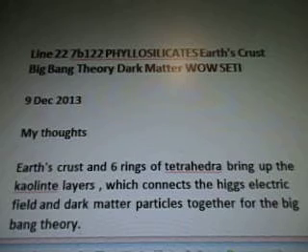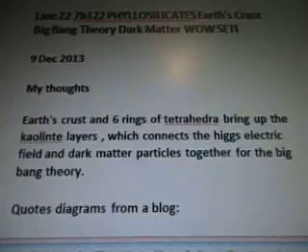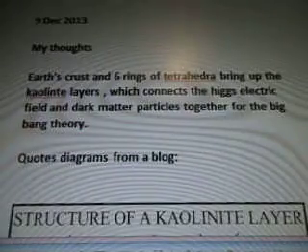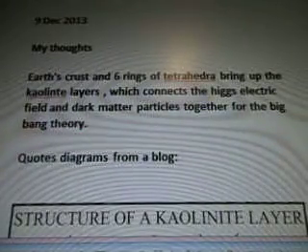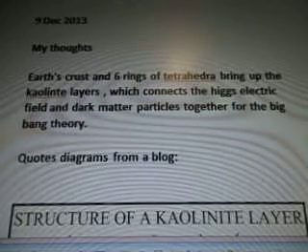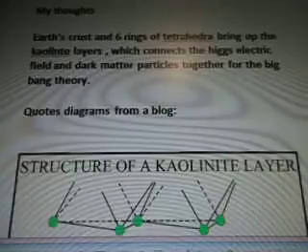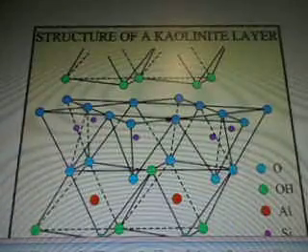So our previous video was line 22 7b122 phyllosilicates, Earth's crust, Big Bang theory, dark matter, Wow SETI. December 9th, my thoughts. The Earth's crust and 6 rings of tetrahedra bring up the kaolinite layers, which connects the Higgs electric field and dark matter particles together for the Big Bang theory. Quotes and diagrams are from a blog.